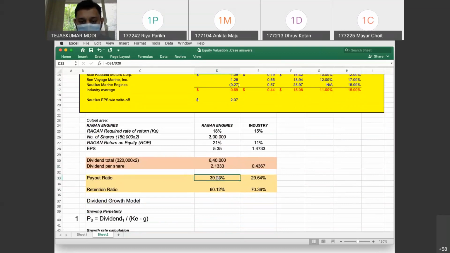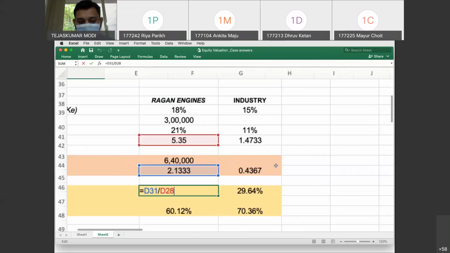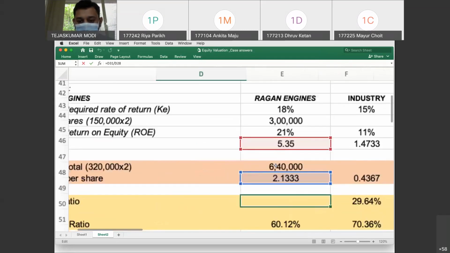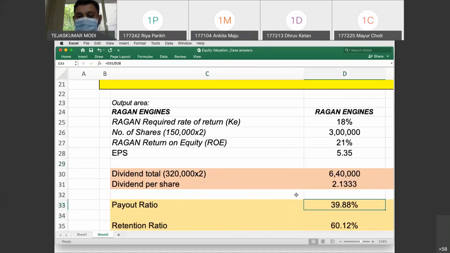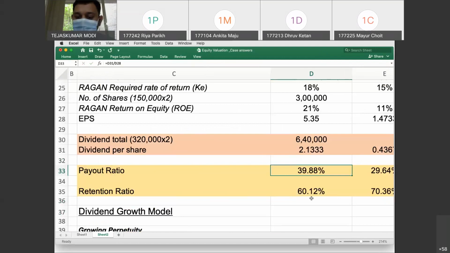So the payout ratio is the ratio of these two. You can see the formula. 2.133 divided by 5.35 is the dividend payout ratio. Payout ratio is the dividend distribution ratio in percentage, right? So how much must be retained? The remaining portion, 1 minus payout ratio, right, out of 100. So 100 minus. Sir, 20.